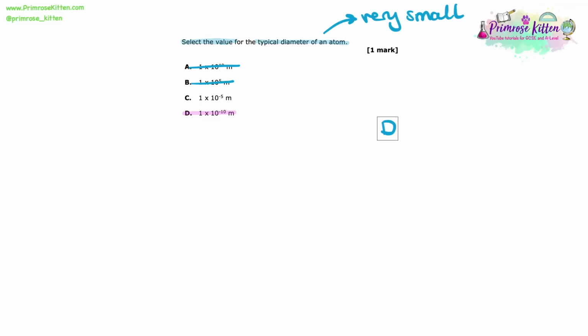Now atoms are actually really small. So they are in fact of the order of 1 times 10 to the minus 10. Now, as this is a fact that we need to know, this is the perfect opportunity, if you don't know this, to get out your notes, to get out a flashcard, write on one side of that flashcard what is the typical diameter of an atom, and on the other side of it write 1 times 10 to the minus 10 meters, and then you're guaranteed to get this right next time.